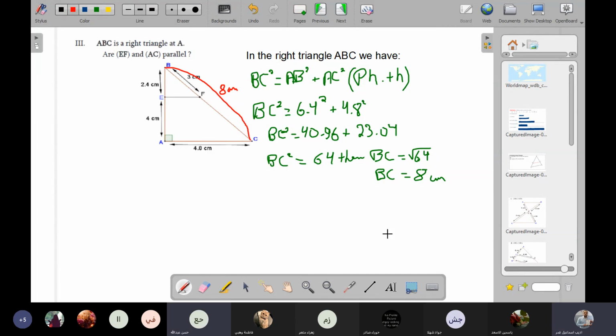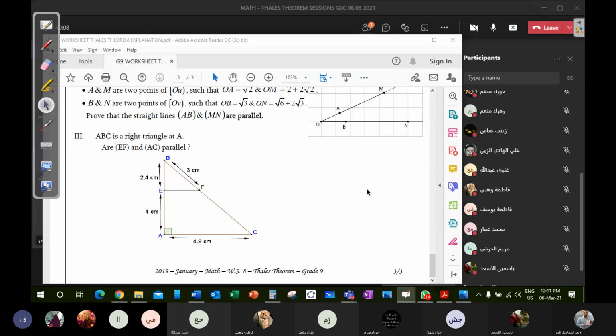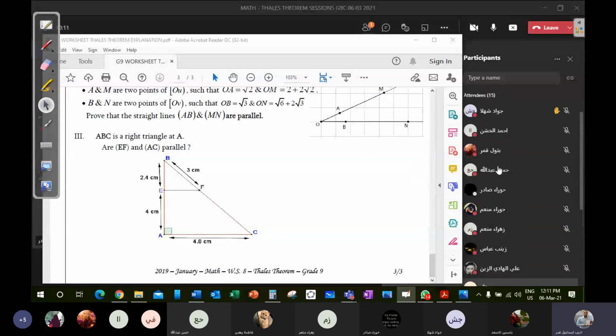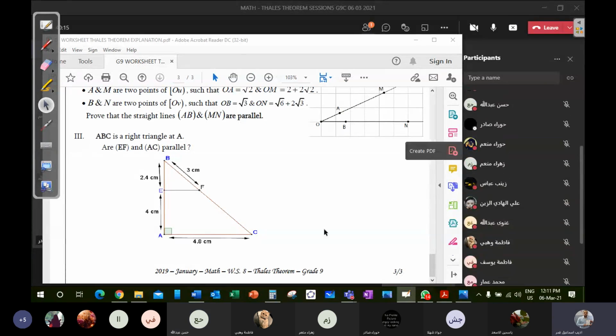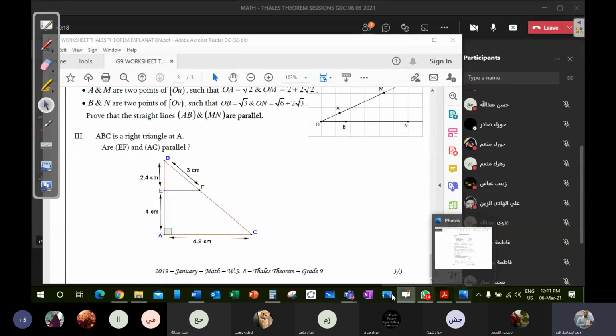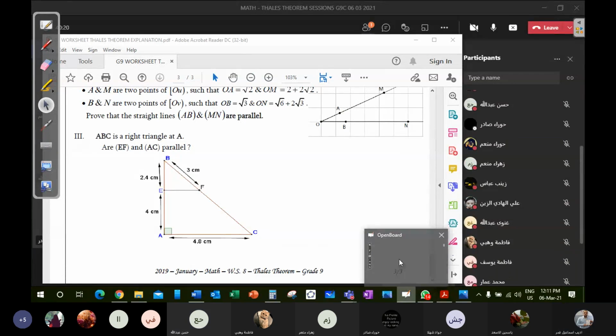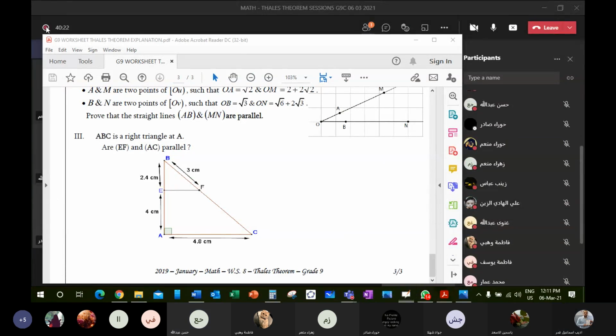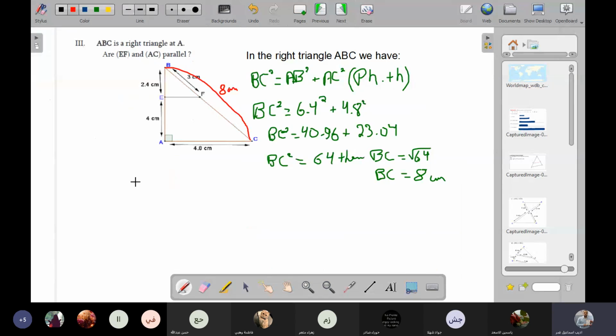Now we use what? Ratios. Continue. Thales theorem. Hassan Abdullah is done. Thank you. Let's go to Hassan Abbas. Now we should find ratios. What ratio first do we take to apply the converse of Thales theorem?